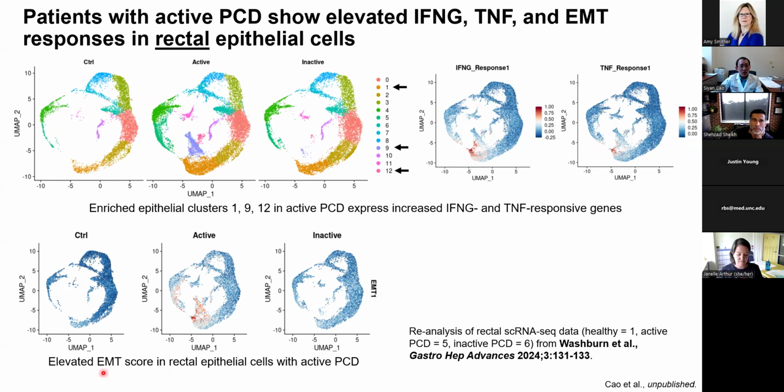And we also looked at the expression of genes related to the epithelial mesenchymal transition, and we calculated the EMT score. Here you can see those enriched epithelial cell populations in active PCD have higher EMT scores in the rectal epithelial cells.